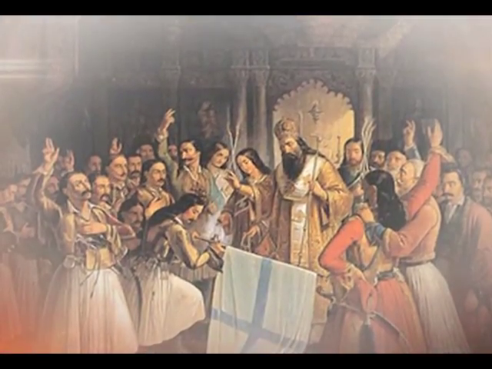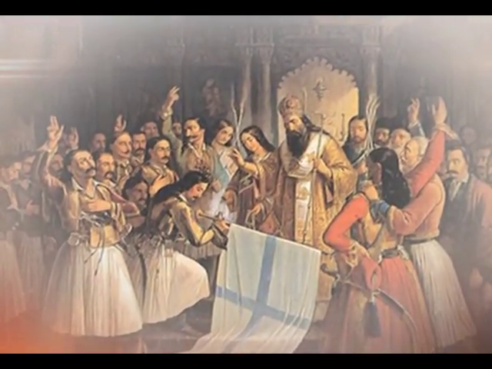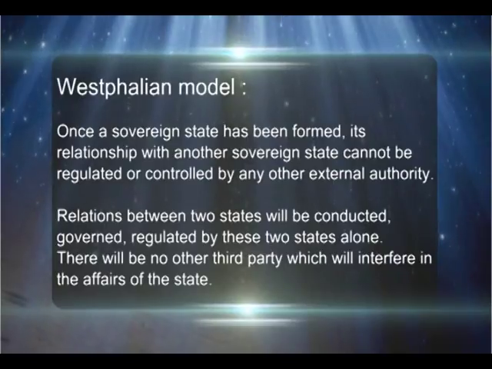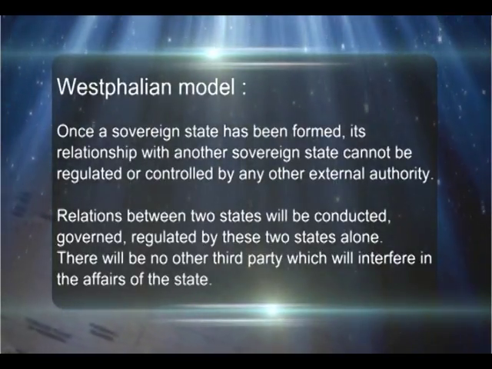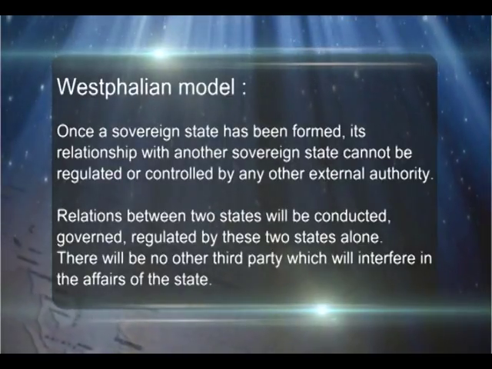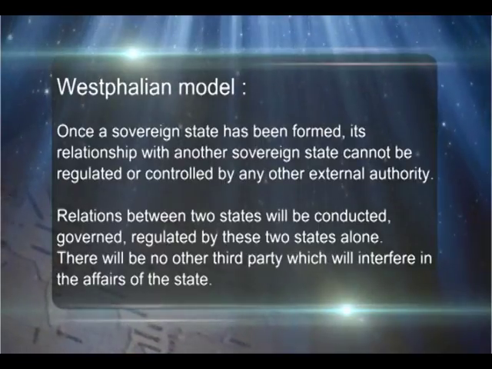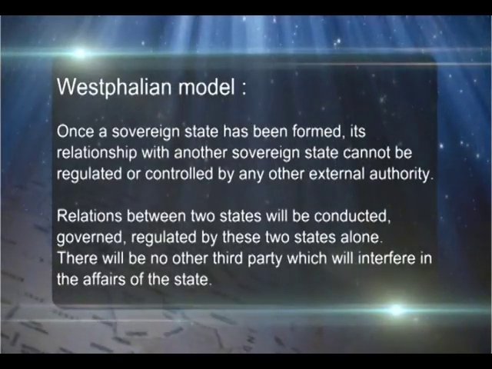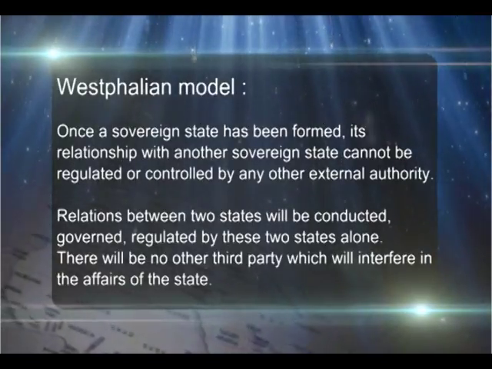What was the external manifestation? The external manifestation is sometimes known as the Westphalian Model because it is associated with the famous Treaty of Westphalia in Europe. The Westphalian Model was this, that once a sovereign state has been formed, its relationship with another sovereign state cannot be regulated or controlled by any other external authority. Relations between two states will be conducted and governed by these two states alone. There will be no third party which will interfere in the affairs of the state. So this, broadly speaking, sums up the idea of the absolute state.